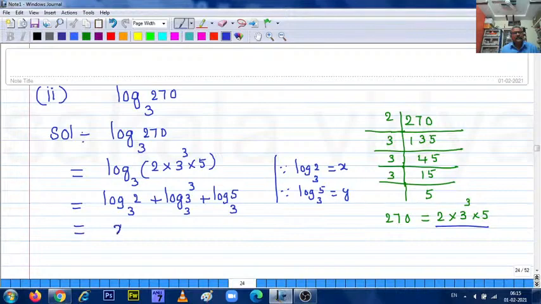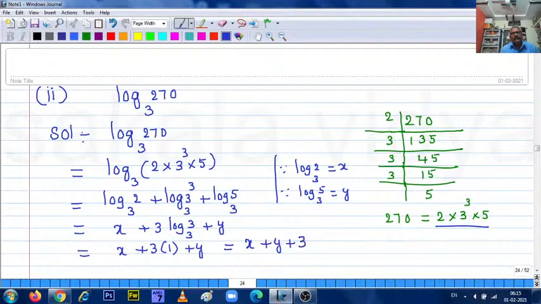Very good, good try. This is x plus 3 times log 3 base 3 plus this is y. Log 3 base 3 is 1. So x plus 3 times 1 plus y. This can be written x plus y plus 3.